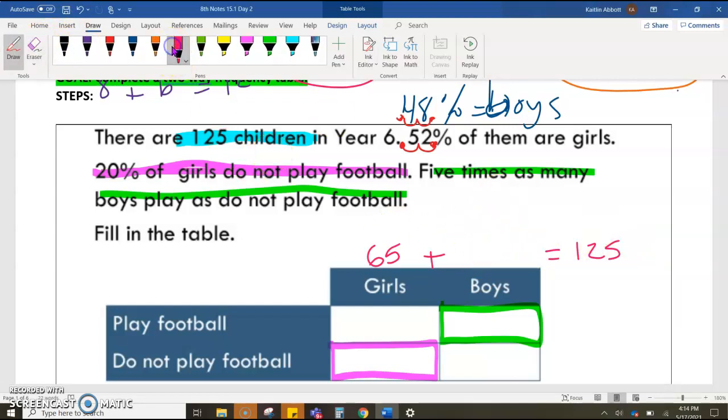Okay, I'm going to move this down. Okay. 60. Okay. Now it looks like 66.